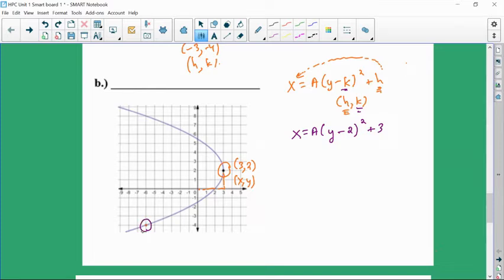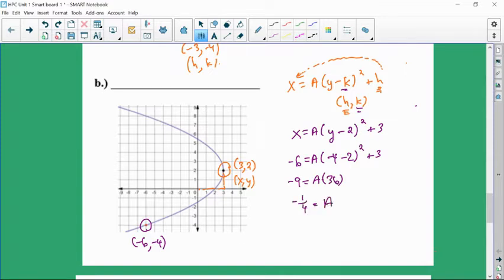Now if you look closely, there's another point over here. This point is -6, -4. The x value is -6, the y value is -4. So now I'm going to put -6 in for the x. So -6 equals a, and then -4 minus 2 squared plus 3. So I can subtract the 3 over. That becomes -9 equals a times -4 minus 2, which is -6 squared, which is 36. So I have 36a, divided by 36. So I get -1/4 equals a.